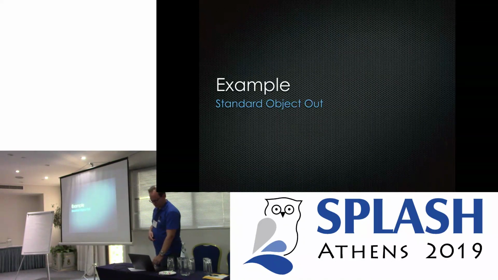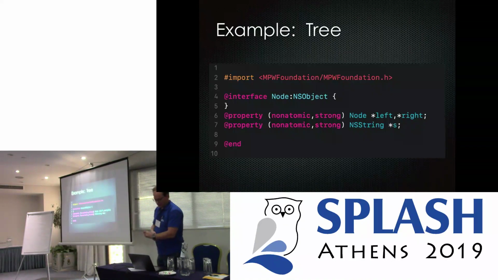So here, an example. Let's just get a simple tree, right? So we have, as a stand-in for an object graph, a node that has a left-hand side, a right-hand side, and a payload, which is just a string. Nothing special.